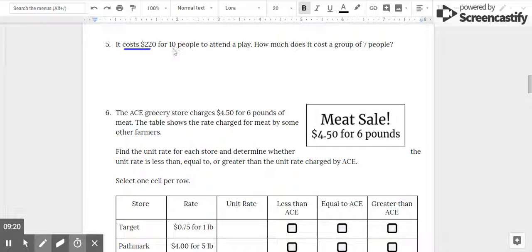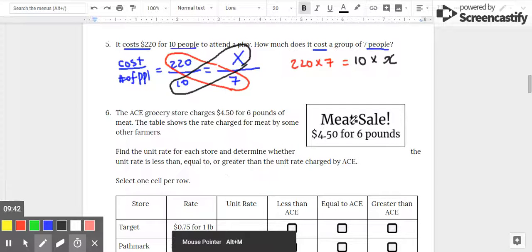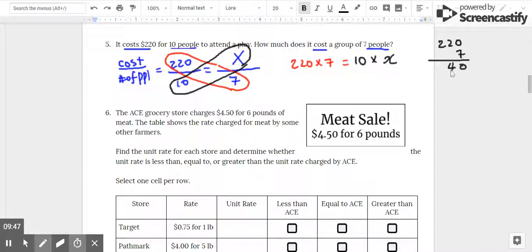So we have a cost and number of people. I'm going to put cost on the top and number of people at the bottom. So the cost is $220 per 10 people. And we're looking for how much it's going to be for 7 people. So I'm going to do the cross multiplication here. 220 times 7 is going to be 1540, equals 10x. So x is going to be $154.